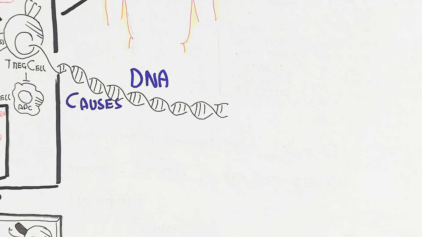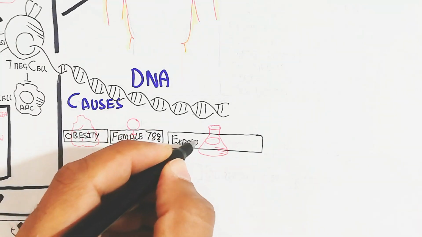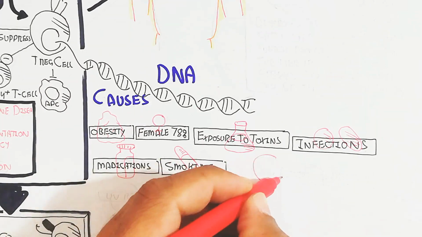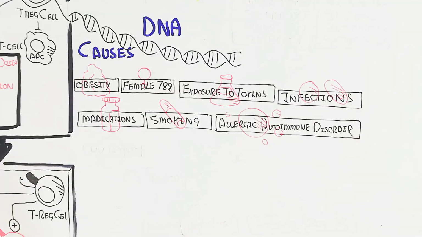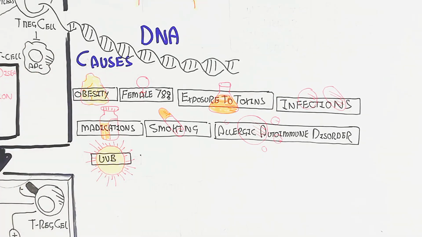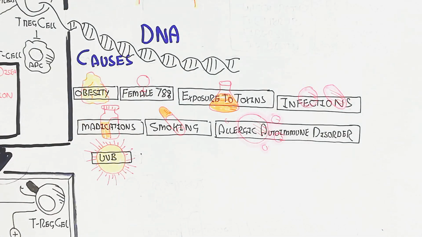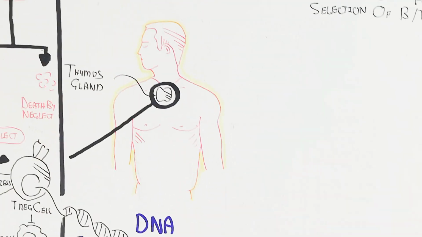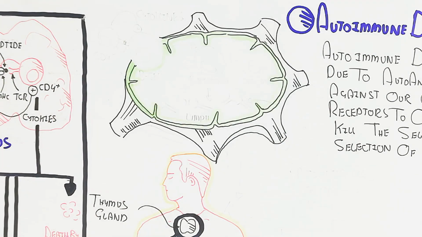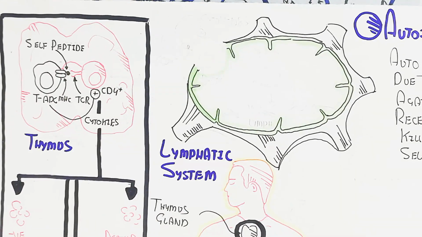This is the DNA of the T regulatory cell, which is an important cause of autoimmune disorders. Risk factors include being female, with 78% chances, exposure to toxins, infections, medication, smoking, an existing allergic autoimmune disorder, and UVB radiation. These will all lead to DNA damage of the T regulatory cell, as well as other factors, which will lead to failure to control the T effector cell, the CD4 T cell, and the antigen presenting cell through the T regulatory cell. Basically the T regulatory cell will inhibit the progression of the B memory cell against our own antigen.